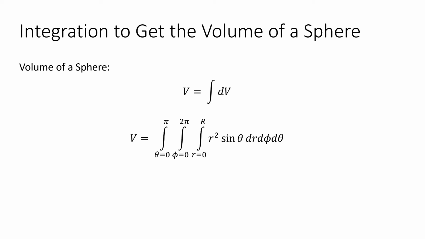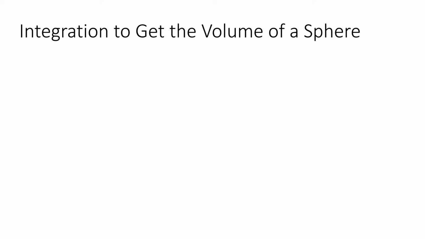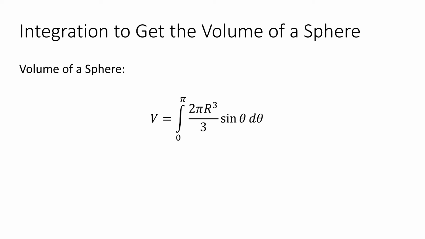And we can integrate r first from 0 to r. And then we have r cubed over 3 sine theta d phi d theta. And integrating d phi is easy. It's some constant times d phi, which we then evaluate from 0 to 2 pi. And then we do the same thing with the theta integral, and we're left with the volume of a sphere.